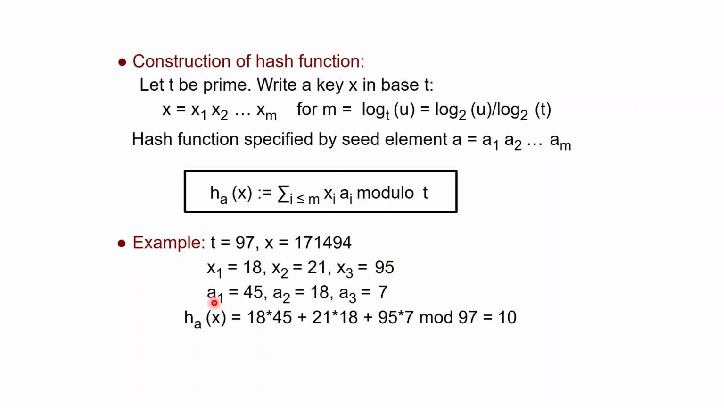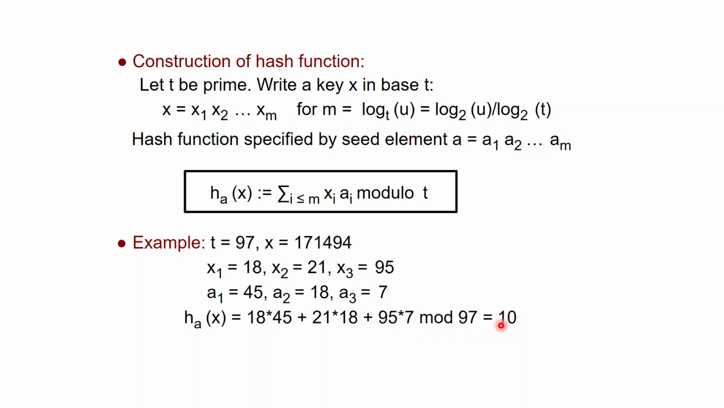And then we have some values for the seed A, which are chosen at random. Let's say that A1 is 45, A2 is 18, and A3 is 7. Then the value of the hash function on input x and seed A would be 18 times 45 plus 21 times 18 plus 95 times 7. This is a number, and you take this whole number modulo 97. That is, you take the remainder when you divide it by 97, which happens to be 10 in this case.